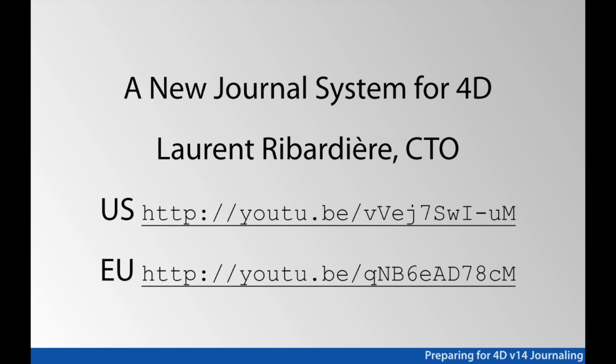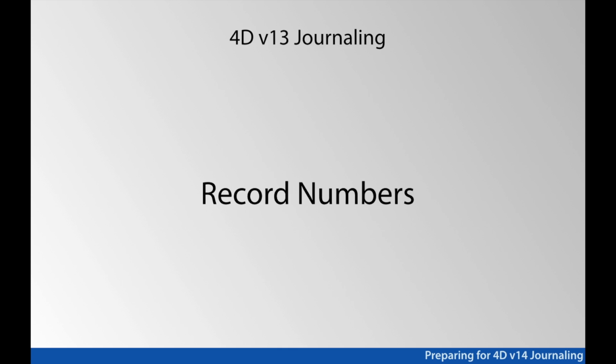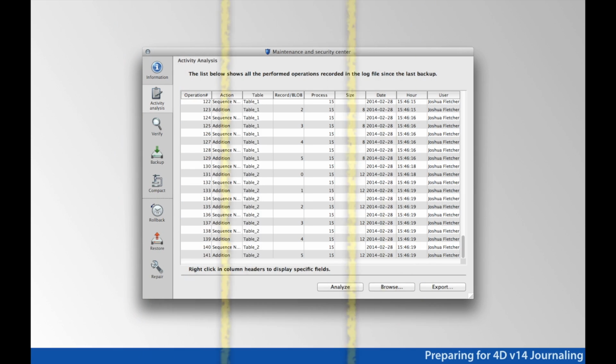So what am I talking about today? If I'm not going to talk about the new journaling feature, I want to talk about one specific aspect of the new journaling. So to give you a contrast, in v13, the journaling is based on record numbers. When I say based on record numbers, what I mean is if you go in the Maintenance and Security Center, like I have here, and you open the activity analysis pane, you will see that for each line that is modifying some data, there is a number in that column, record/blob. That's actually the record number for that record.